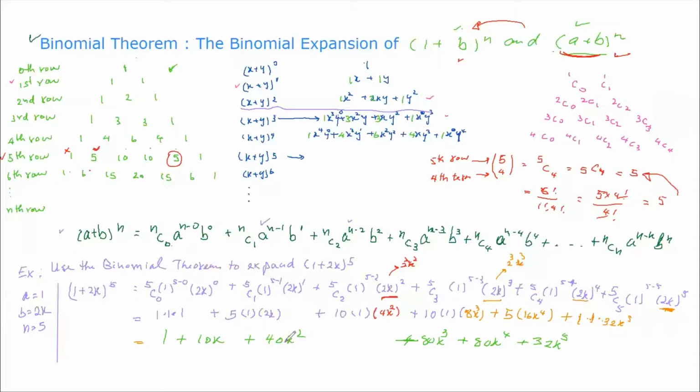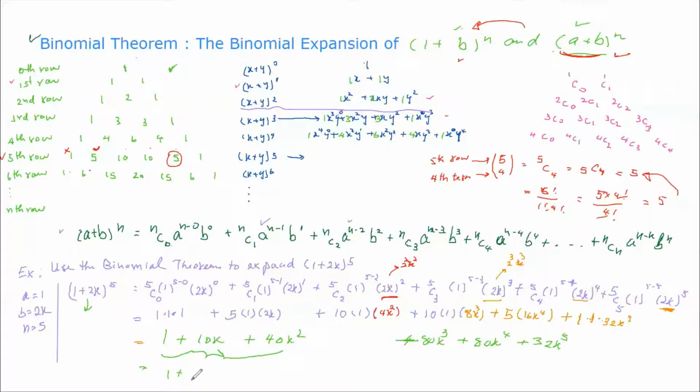Okay, so this is the expansion of the expression (1 plus 2x) power 5. Because the power is 5, you must have 6 terms: 1, 2, 3, 4, 5, 6. But if the question says expand up to the third term, you just work up to this term and that is enough. For example, if the question says expand this expression up to the third term, you don't need to expand up to the 6th term. You answer only this one, right?